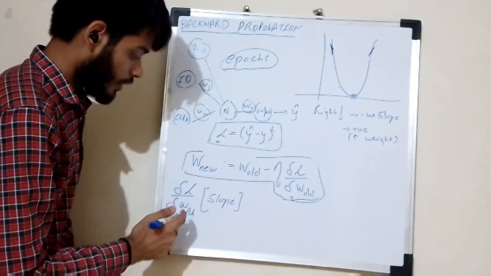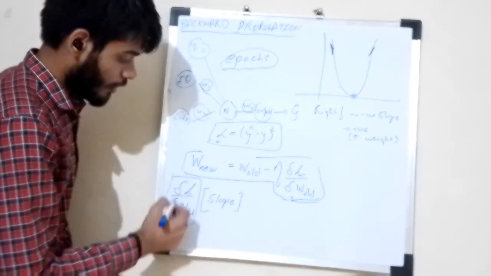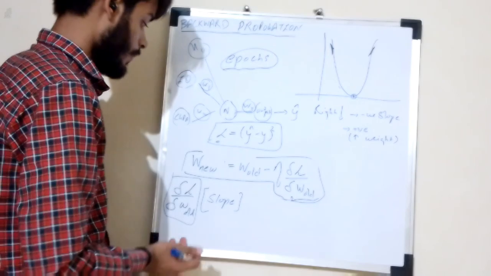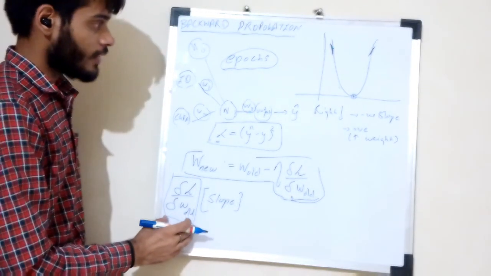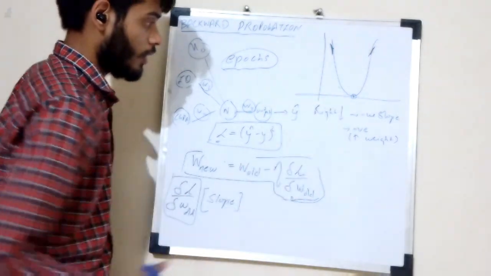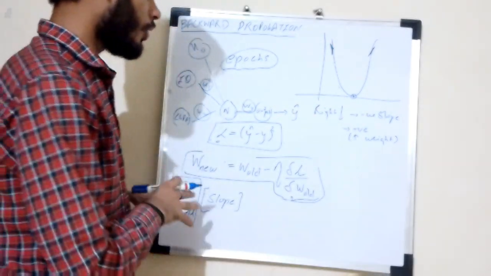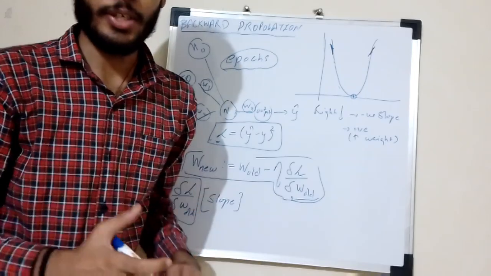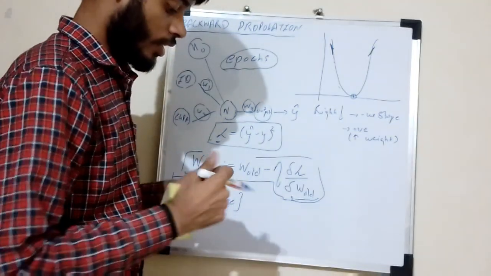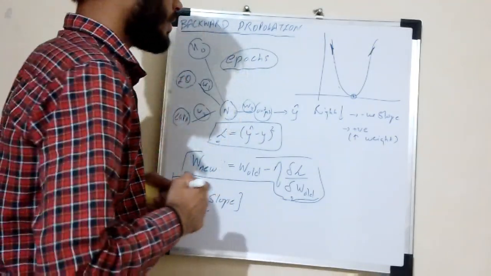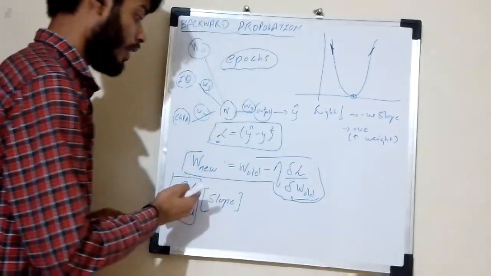So this is what del L by del W old does, to help us come to our global minima. We'll be talking about this much more in upcoming videos, where I'll be talking about gradient descent, which is an optimizer for reducing our loss function.